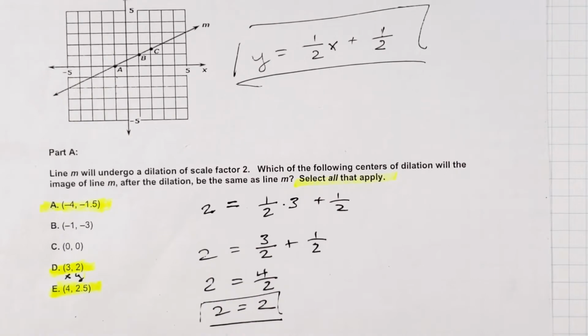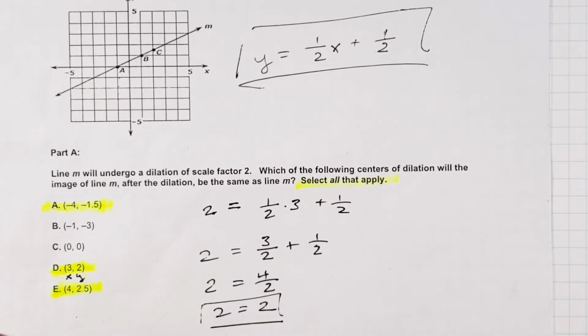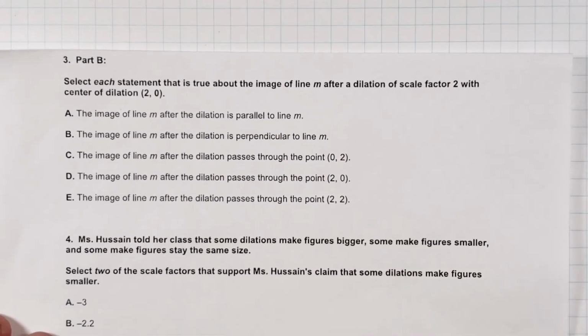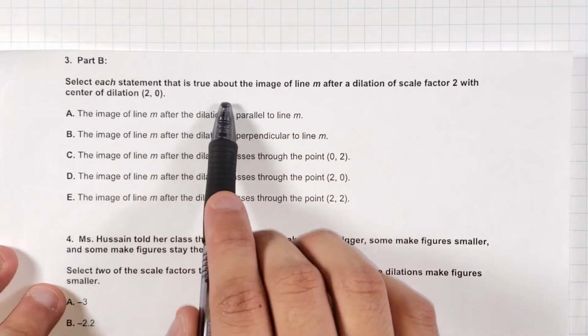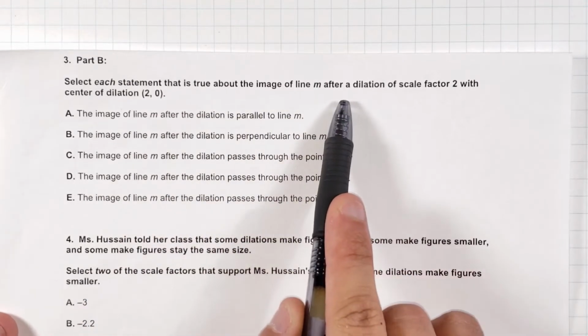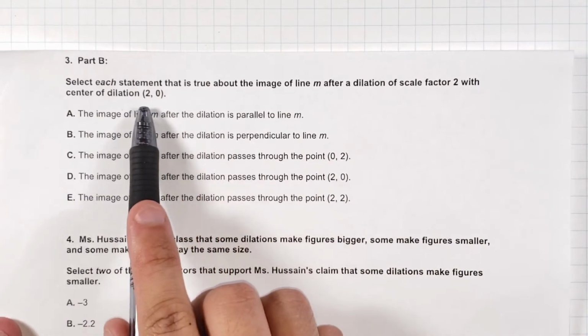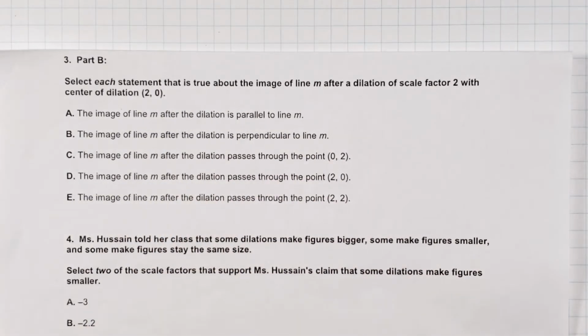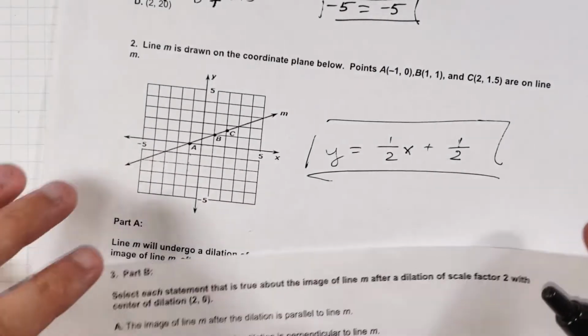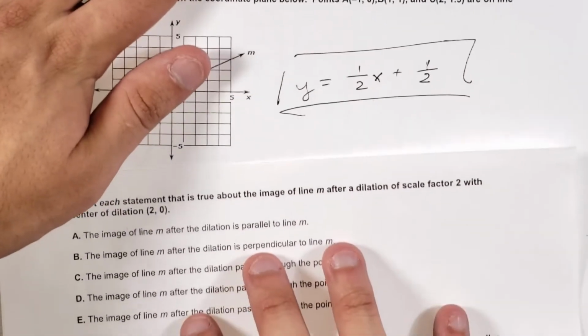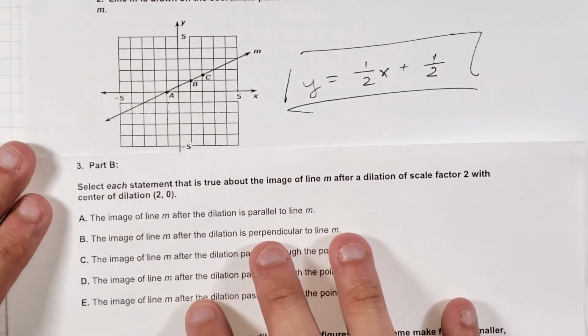All right, hopefully that makes sense to you guys. Let's go to this next problem. This next problem is going to be number 3. And it says, select each statement that is true about the image of line M after a dilation of scale factor 2 with center of dilation (2, 0). So they're still referring to this line M, so maybe we'll bring it back real quick. So the problem looks somewhat like this. Hopefully you guys can see it.